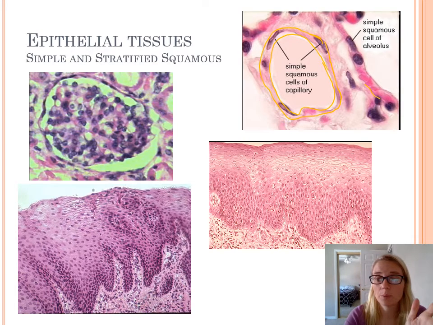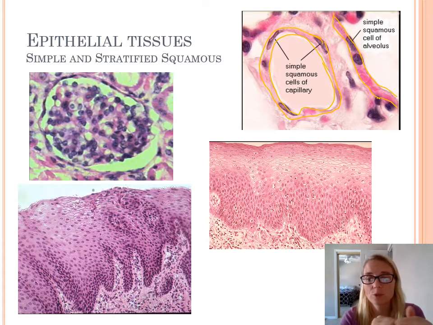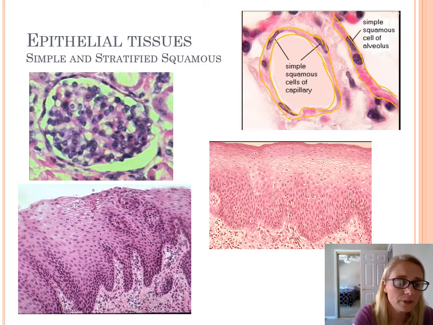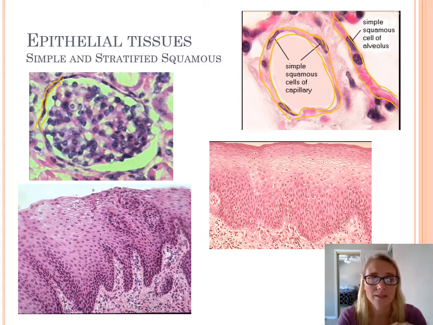There's also a simple squamous cell over here. This is a capillary in the lung. So there's a single layer here, and there's the top of it. So that is a simple squamous epithelium. It's a little bit harder over here because it's not quite zoomed in, but that would be my basement membrane, and here would be my free edge. So there's my single layer of flattened cells.